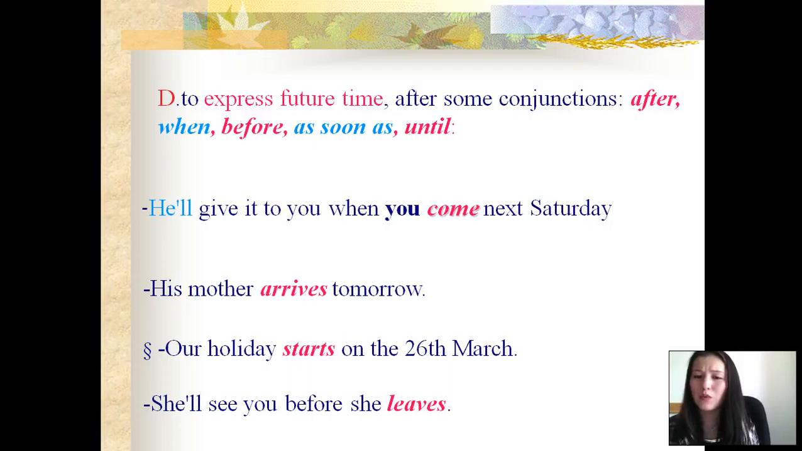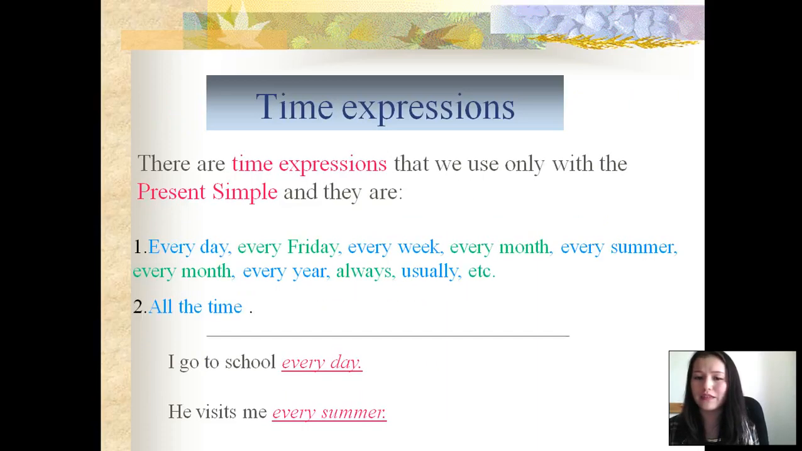Next one is to express future time after some conjunctions like after, when, before, as soon as, until. In this way we also use the present simple. He will give it to you when you come next Saturday. His mother arrives tomorrow. Our holiday starts on the 26th of March. She will see you before she leaves.